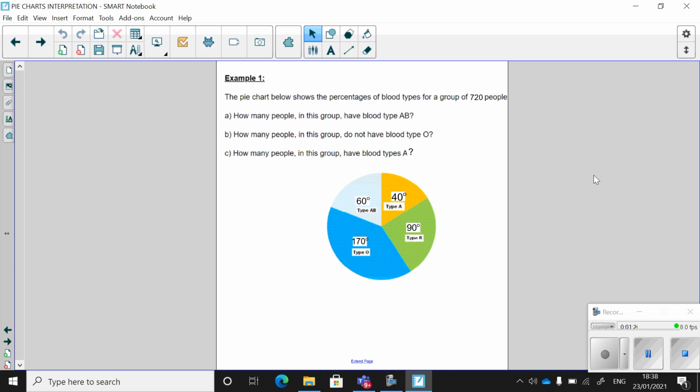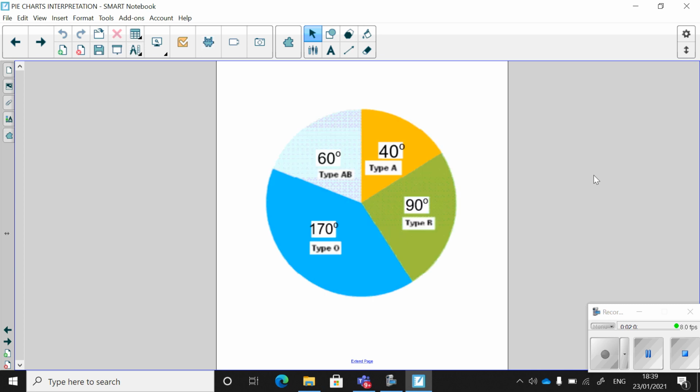Just going for an example here, and hopefully you can see that. We're talking about the blood types of a group of some 720 people, and we get 3 questions here. Okay, how many are blood group type AB? That's question A. Question B. How many do not have blood type O? Be aware of that, do not. And the last one, how many have blood type A? Okay, great. So let's go through them individually.